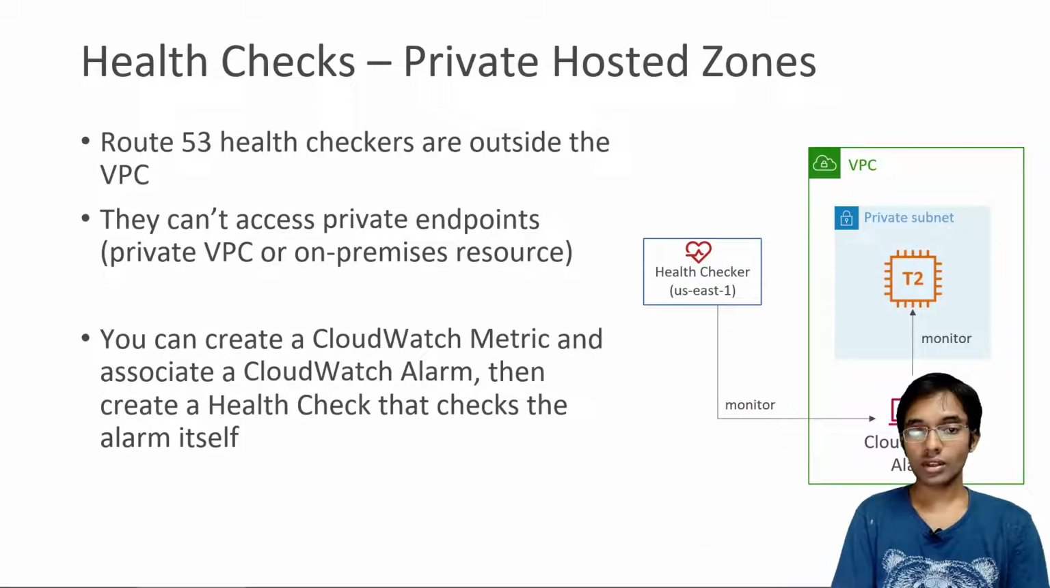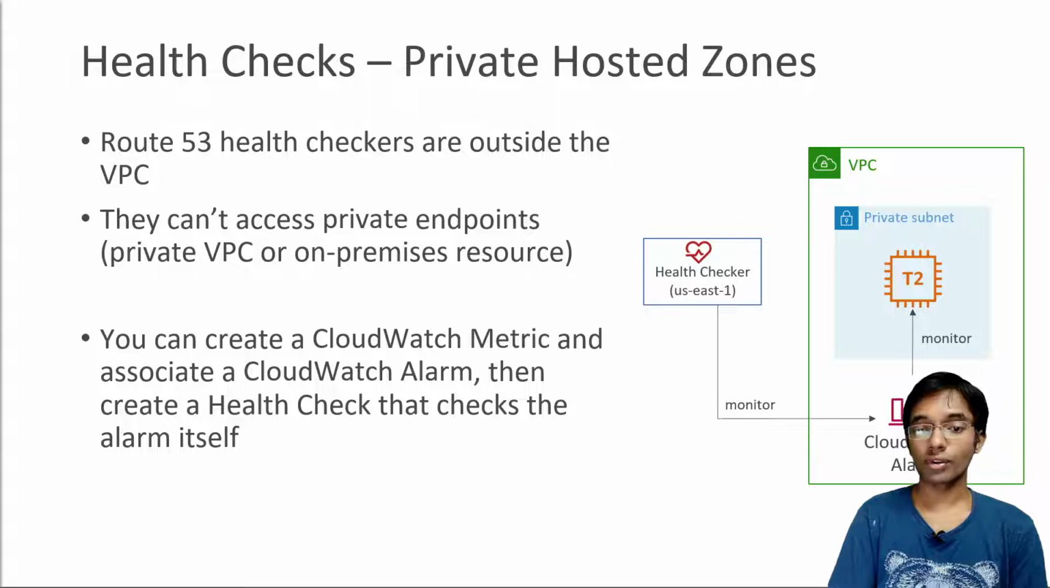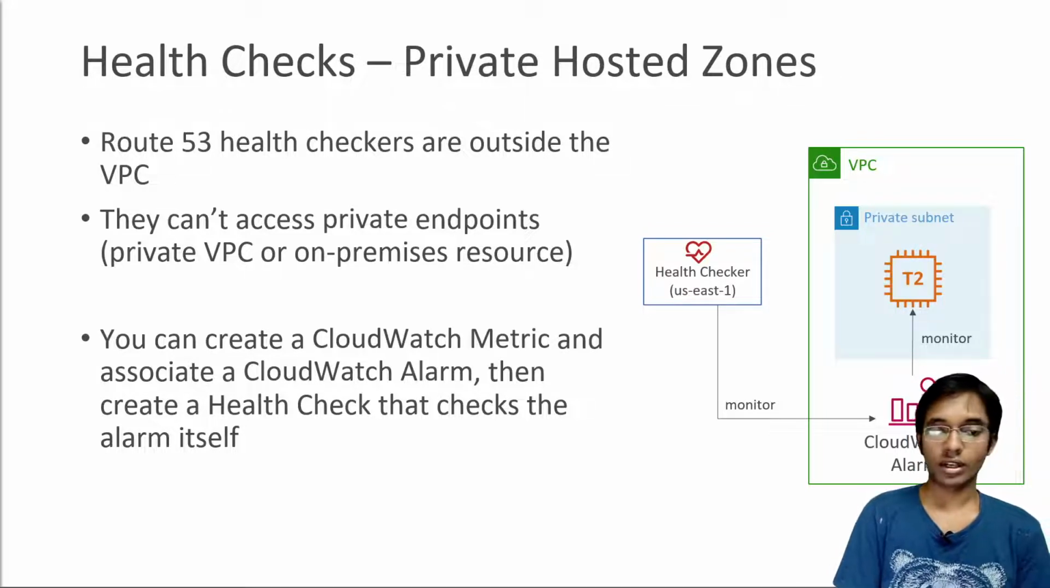Now how do we do health checks for private hosted zones? Because the health checkers are outside of the VPC, they cannot access private endpoints, so private VPC or on-premises resources. Therefore, to monitor the health of an EC2 instance, you can create a CloudWatch metric, then associate a CloudWatch alarm with it, and then base the health check on the CloudWatch alarm itself. This is how you would effectively monitor the health of an internal resource. The CloudWatch alarm has been hidden by my view.